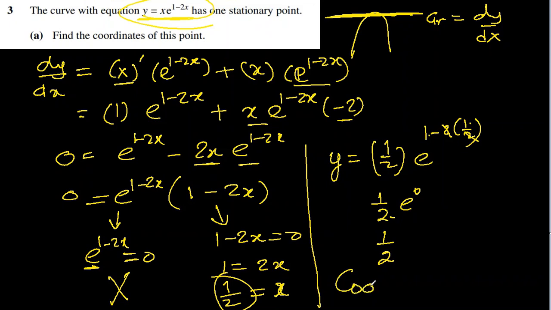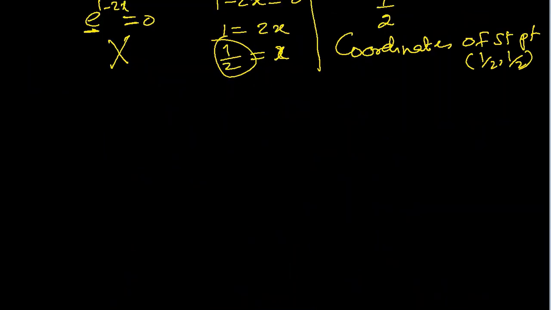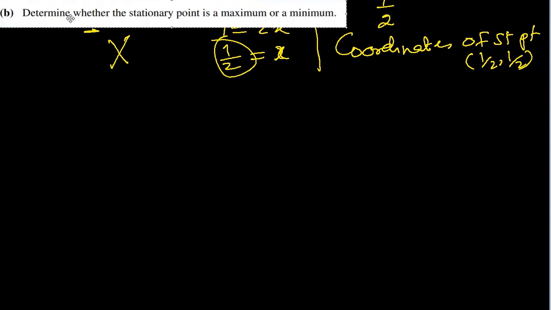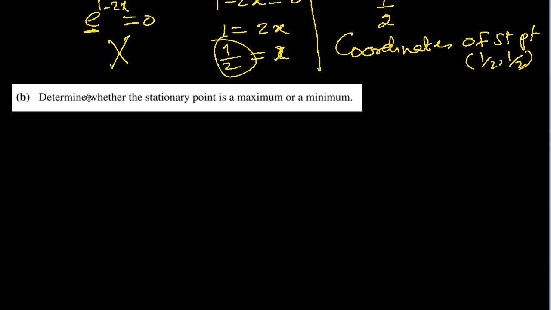So the coordinates of the stationary point are half, half. Let's see what they ask in the next part. Determine whether the stationary point is a maximum or a minimum.